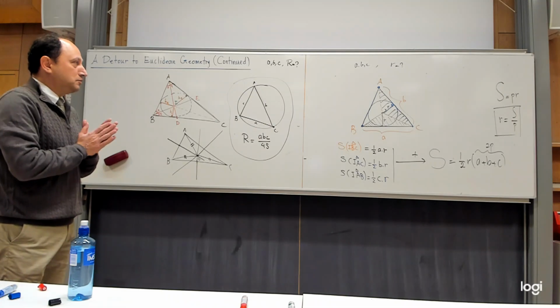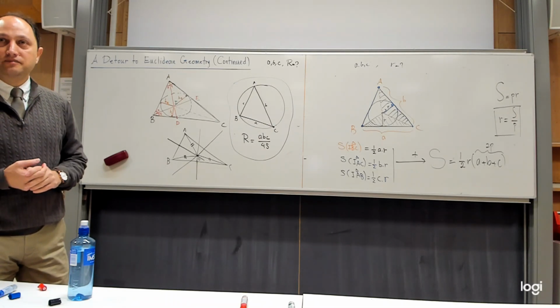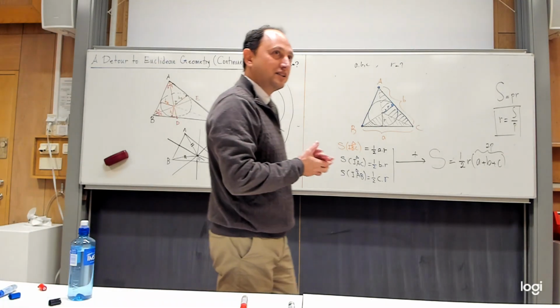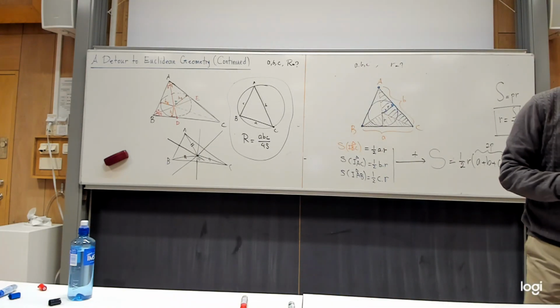I want you to tell me, why do you think the heights, the altitudes should be concurrent? The proof, when I saw the proof for the first time, I was actually 12 years old. So I was very excited. It was very, very elementary and nice. So let me tell you one thing.